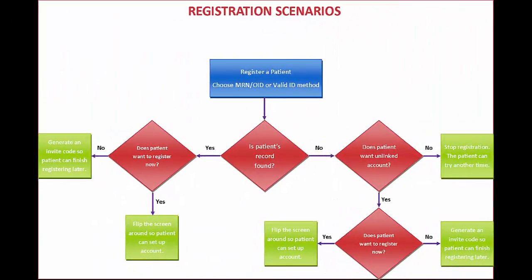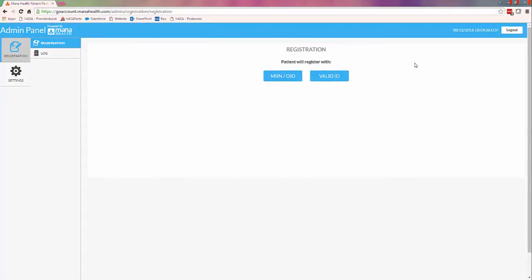This scenario guide is an easy flowchart to help you when registering a patient. This will also be available on our website in the Go Account training section if you'd like to print it. That was an overview of registering patients in the Go Account patient portal.